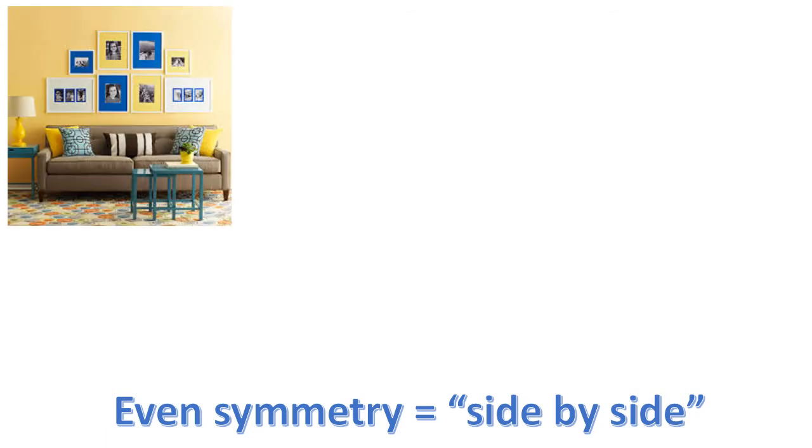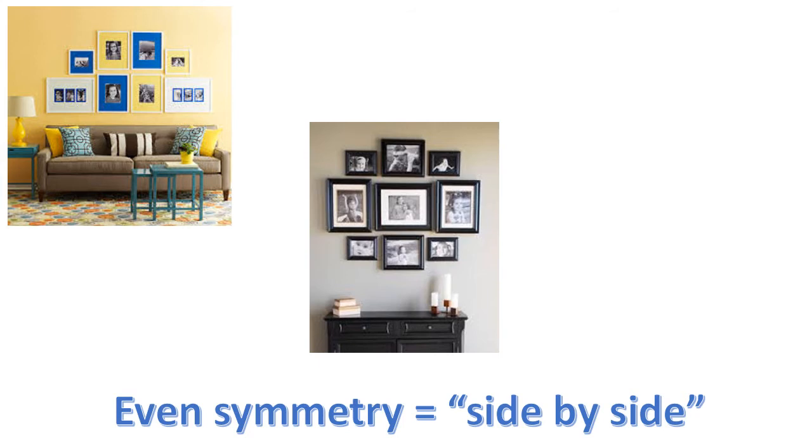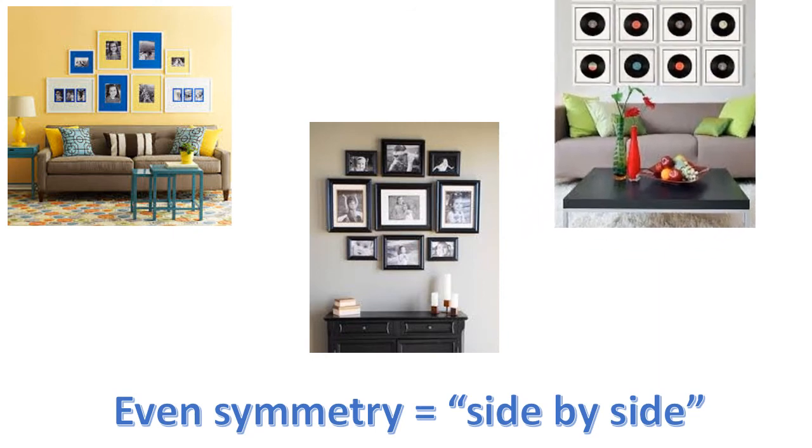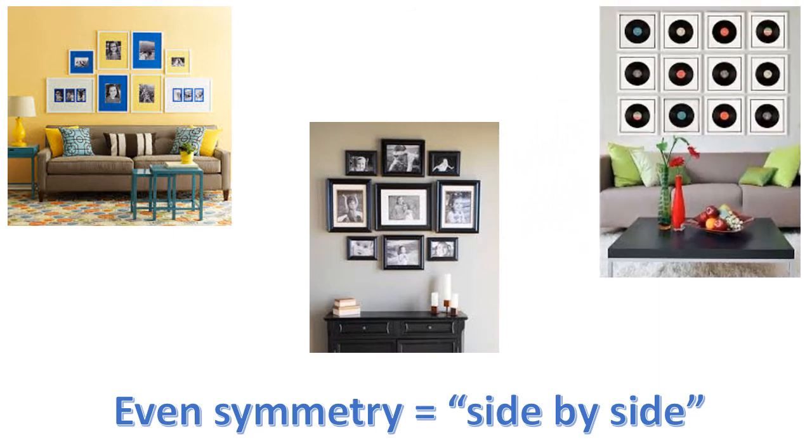Now, let's think about symmetry in terms of real life and art. Symmetry that is even is a side-by-side symmetry. Here's an example of someone who hung pictures in their own home, and notice the symmetry like the side-by-side. Now, they use different colors, but the frames are actually hung on what we call an even symmetry. Here's another example of even symmetry where pictures are evenly spaced and they're evenly hung side by side. And last but not least, here are some albums that are hung above a sofa side by side.